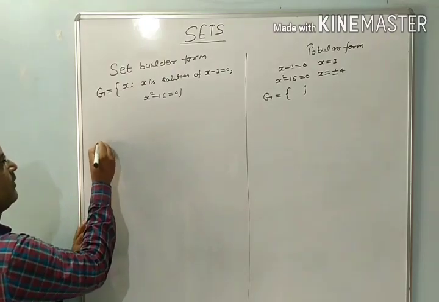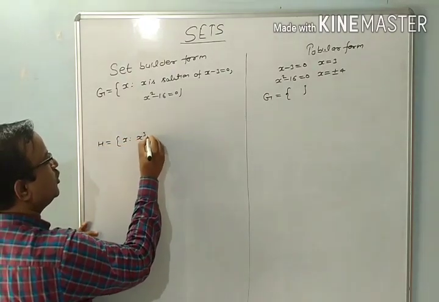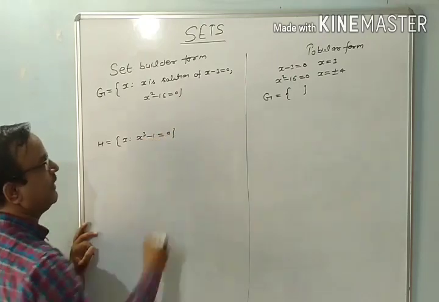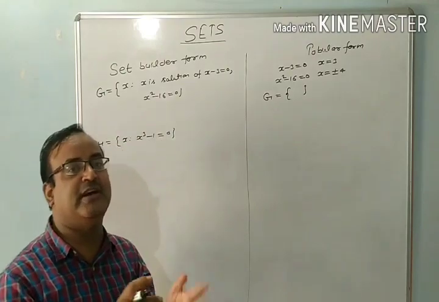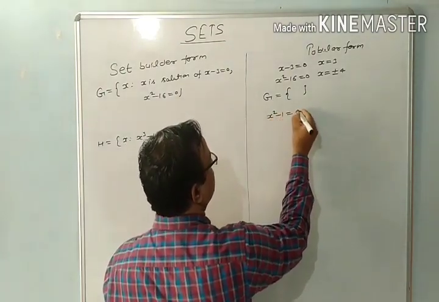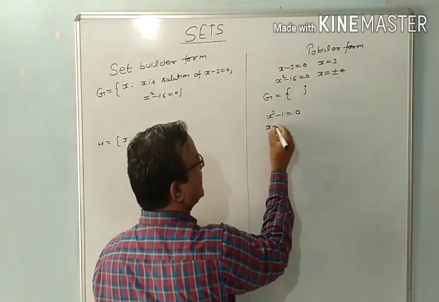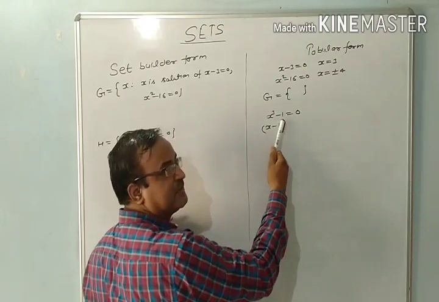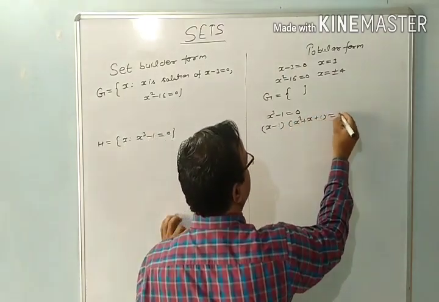Now H is the set such that x cube minus 1 is equal to 0. Now we have to solve it. x cube minus 1 is equal to 0 means there are 3 values of x. So first of all we will solve it. We will write it as x minus 1 by the formula of a cube minus b cube: x minus 1, x square plus x plus 1 is equal to 0.